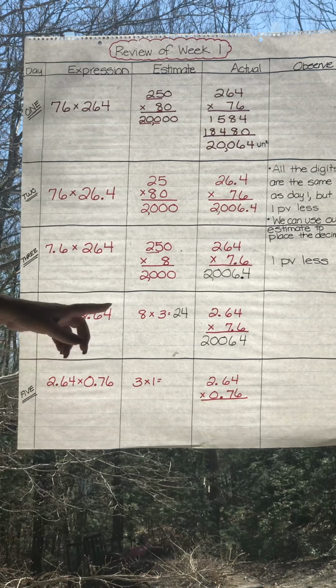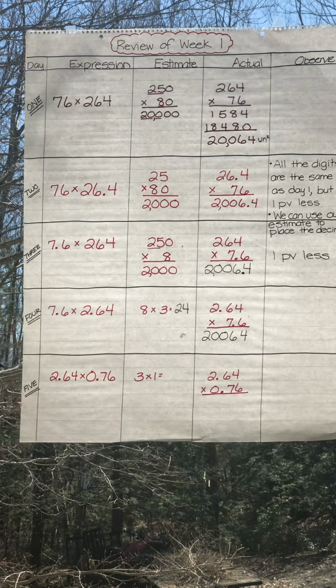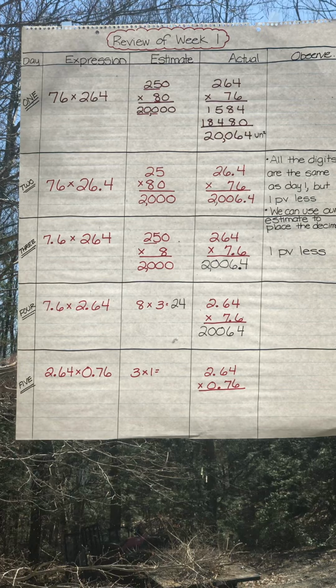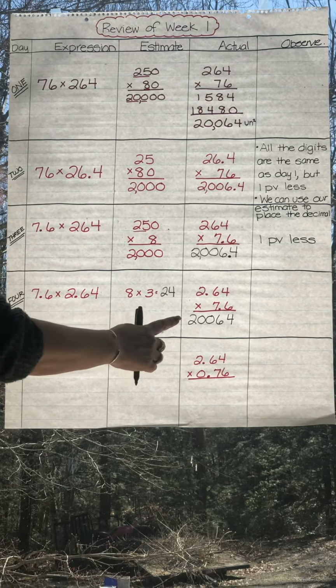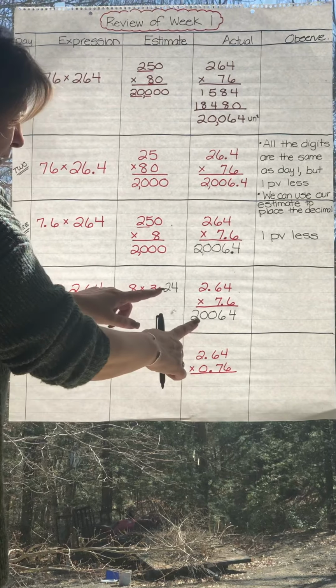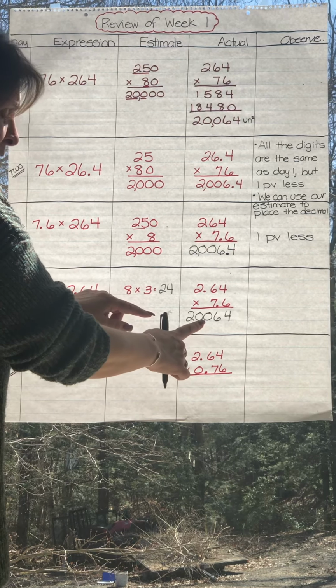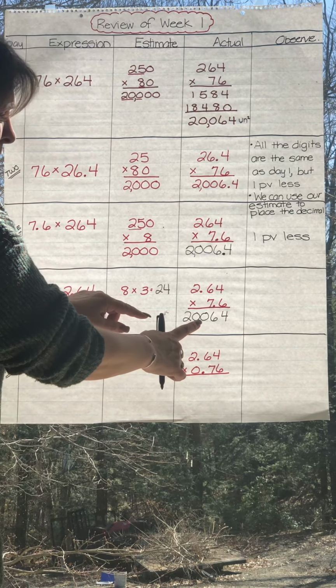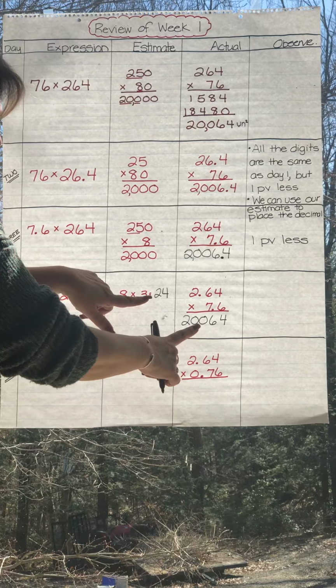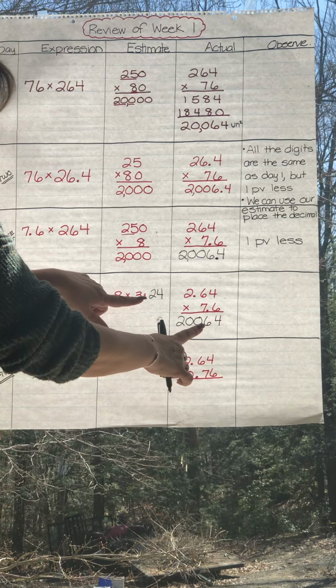If we use our estimate, where would we put the decimal point? Well, if we put it here, 2 isn't really that close to 24. 20 and 64 hundredths is pretty close to 24. 200 is too far away.